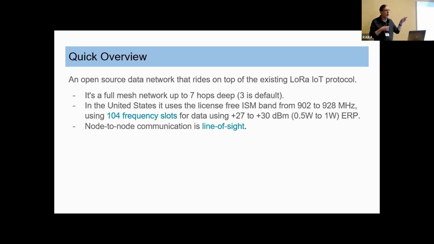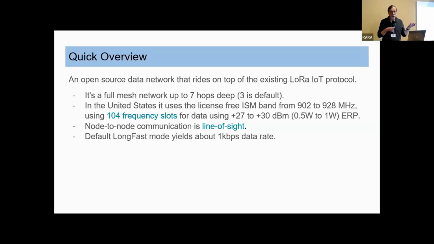It is node to node communication at the basic level, and it's line of sight. 900 megahertz is not going to penetrate a mountain. It's line of sight. But by node to node, this is where the mesh comes in. A node to node to node to node, where nodes retransmit. And again, I'm going to get into that in a minute.